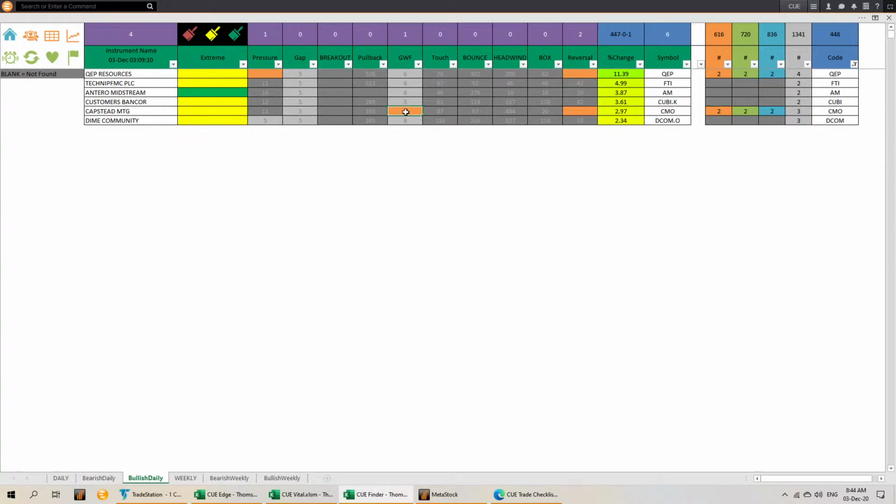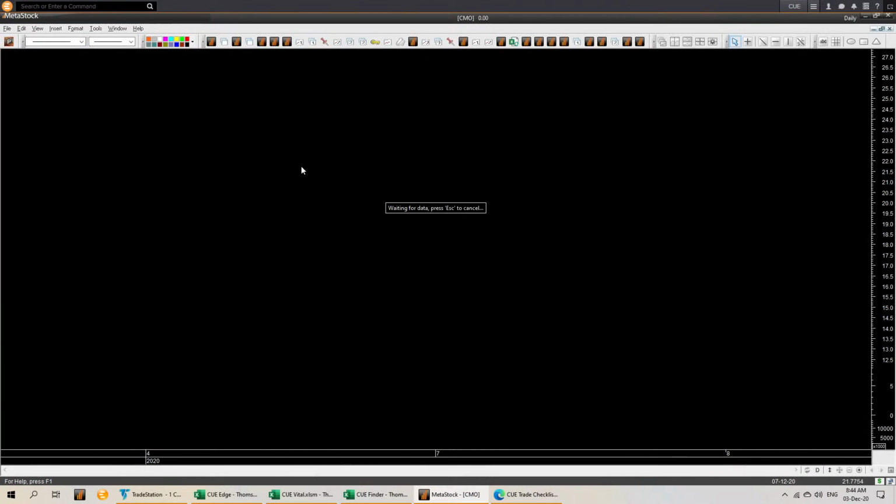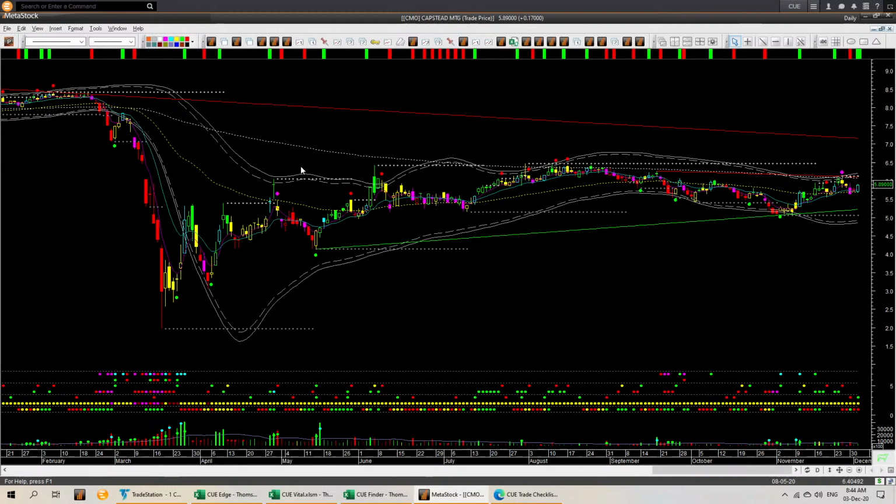And I can see Capstead, that is CMO, has a bullish flow with a reversal candle. So we might now open it using QGlobal charts. It has a bullish flow and it has a reversal candle.